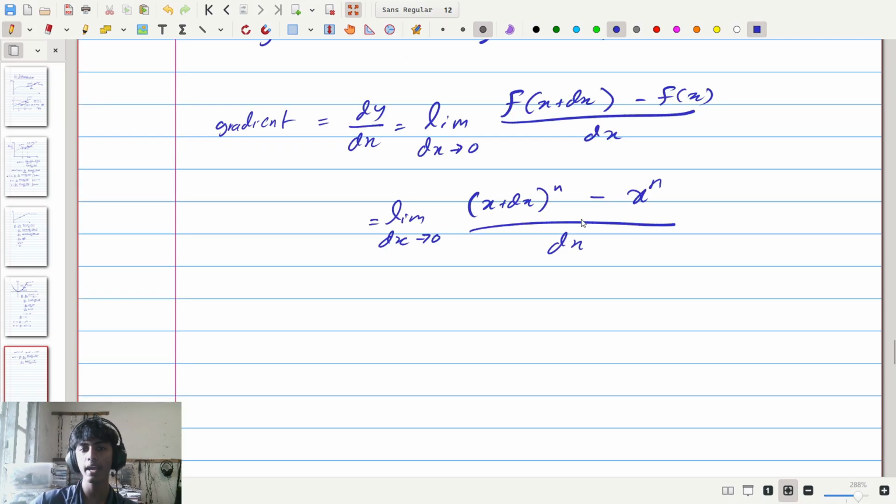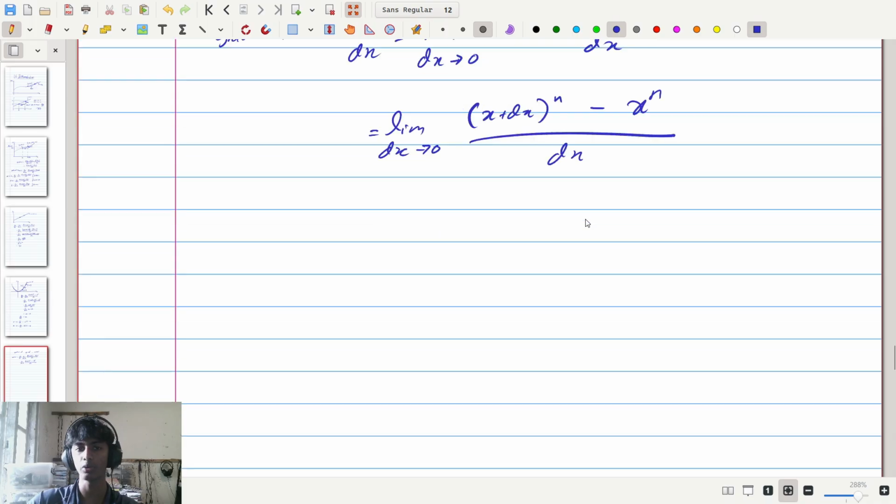We can expand this x plus dx to the power of n using the binomial expansion. If you recall, a plus b to the power of n is equal to the sum as r goes from 0 all the way up to n of n choose r times a to the power of r times b to the power of n minus r. Using this expansion, we can write x plus dx to the power of n. I'm going to shift this to the left so that we have enough space.